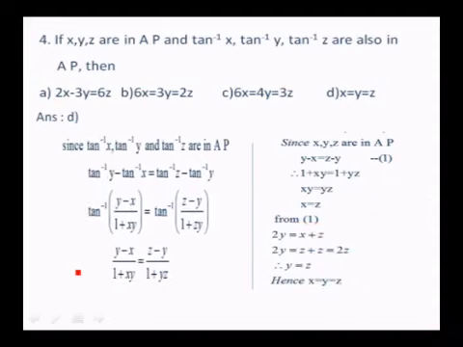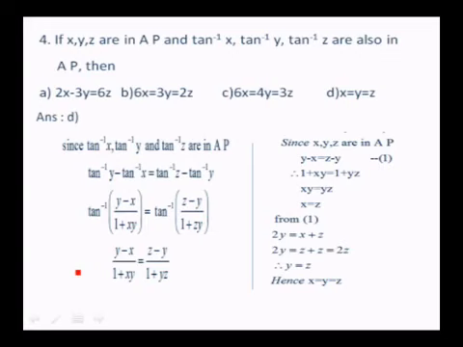In inverse trigonometry, you have learned the formula: tan inverse x plus tan inverse y is equal to tan inverse of (x plus y) over (1 minus xy), or tan inverse x minus tan inverse y is tan inverse of (x minus y) over (1 plus xy). So let us use that formula. Tan inverse x, tan inverse y and tan inverse z are in AP. Therefore, tan inverse y minus tan inverse x is equal to tan inverse z minus tan inverse y. Apply that formula: tan inverse of (y minus x) over (1 plus xy) is equal to tan inverse of (z minus y) over (1 plus zy).